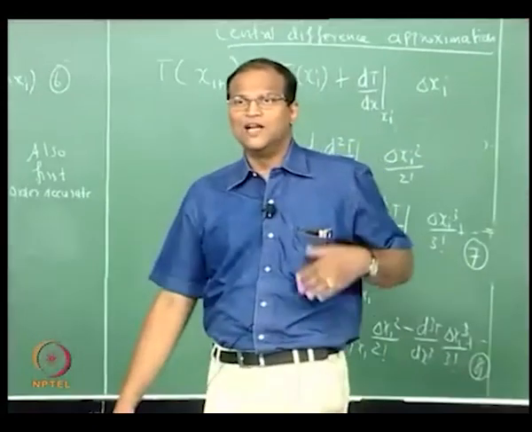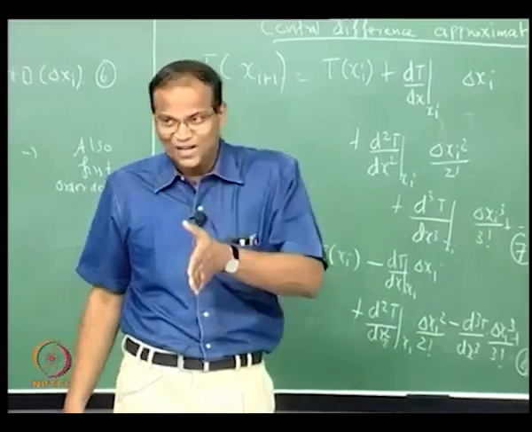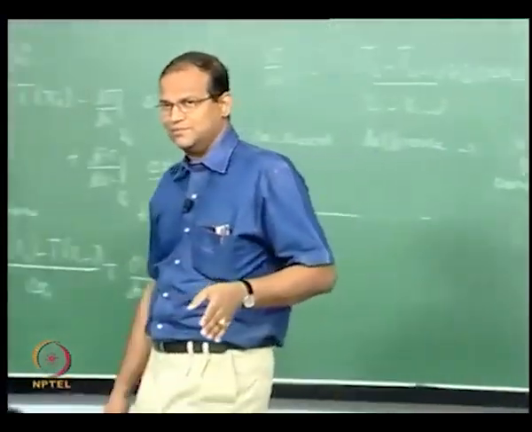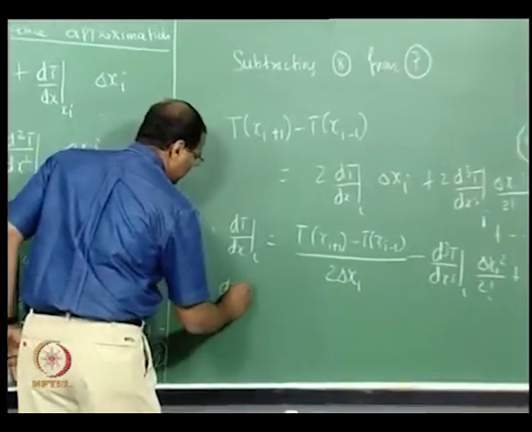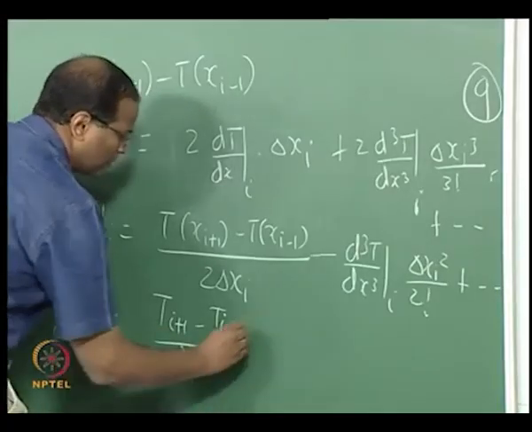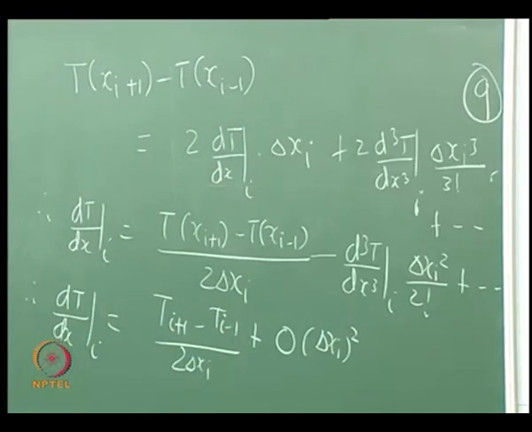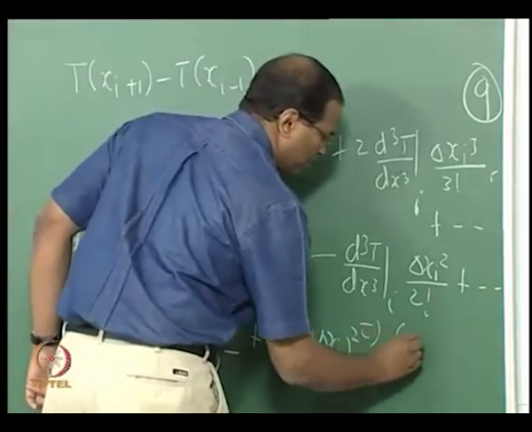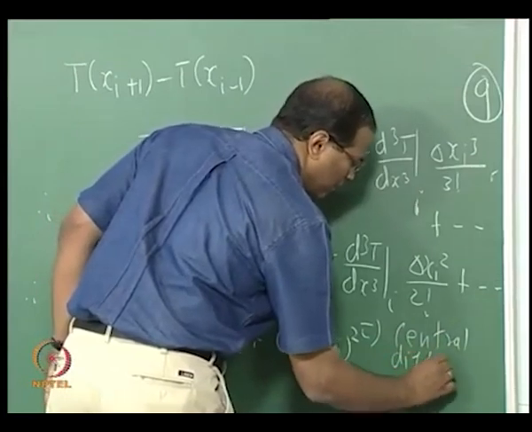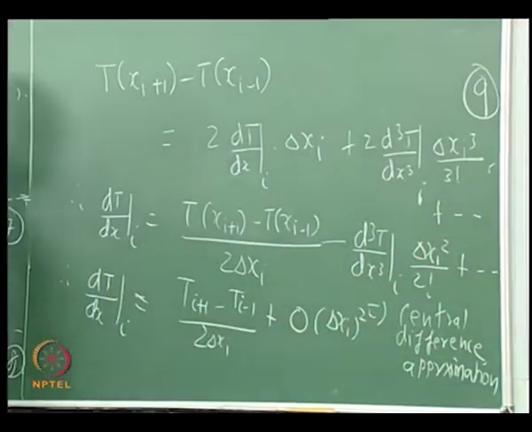So if you use the central difference, the only thing is the value of the variable at that node is not considered. If you want to get dT by dx at T of i, but T of i is not used in the expression, okay, no problem. So therefore this is the central difference approximation for the first derivative. It is clearly seen that it is second order accurate because it is delta x squared, okay. So this is second order accurate.